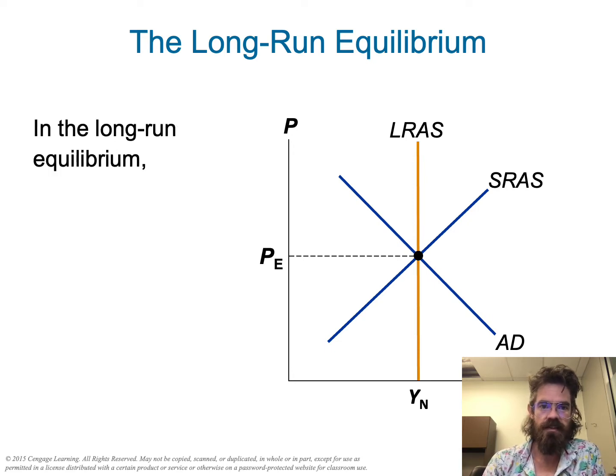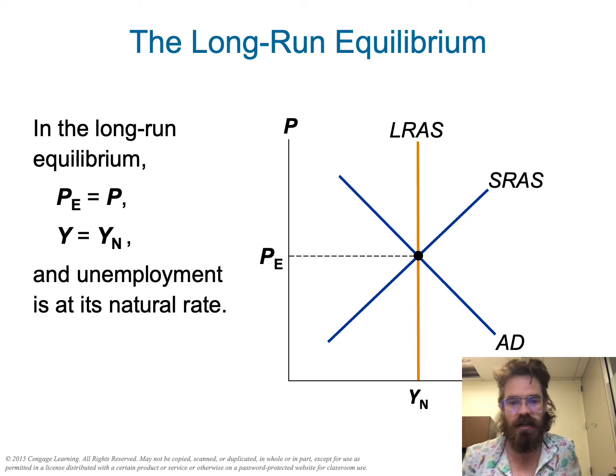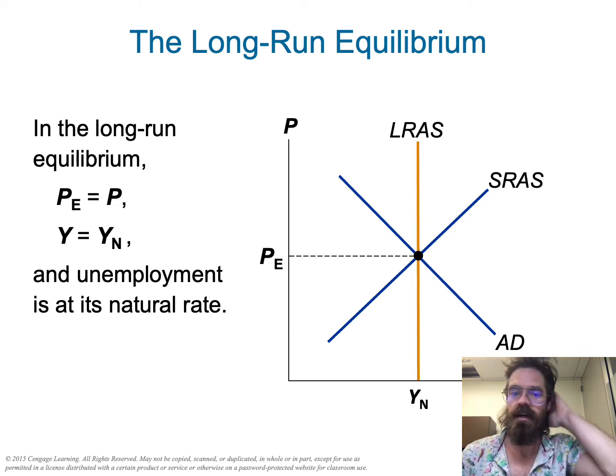We were looking at equilibrium in the long run, which basically is just where all three of our curves intersect at the same place. If they're all intersecting at the same point, then the economy is in long run equilibrium. The expected price level is equal to the actual price level. GDP is equal to the natural rate of output, or in other words, full employment output, and unemployment is at its natural rate. So I believe this is where we left off last time.